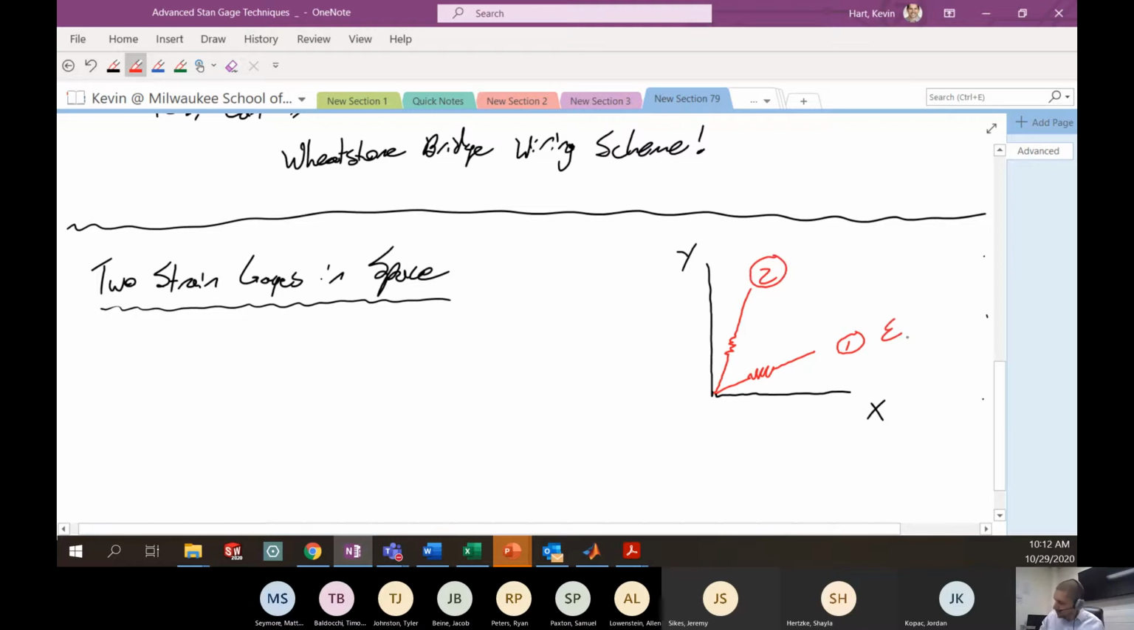Strain gauge number 1 is obviously going to measure epsilon 1. Strain gauge number 2, the output of that one is going to be epsilon 2. We have this arbitrary XY coordinate system, and so we can define an angle between where these gauges are and some axis of interest, let's say the x-axis. So maybe this angle here, let's call this theta 1, and maybe this angle here, let's call this theta 2. It's pretty similar to those arbitrary strain gauge equations that you've seen before in lecture.